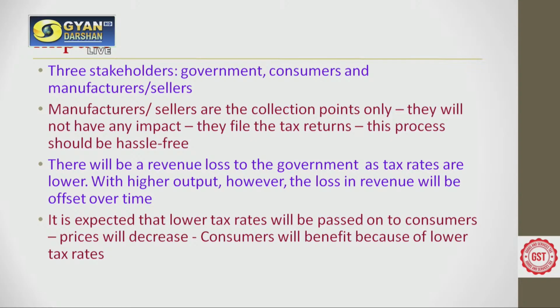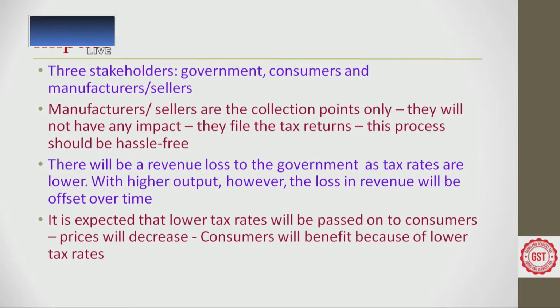The third point is about the manufacturers and the sellers. How will they benefit or lose out of that? As I mentioned in the beginning, this is an indirect tax. So the producers or the sellers or the manufacturers, they don't have anything to do here. They are the collection points only. They don't bear the tax. They pass on the tax to the consumers. This is ultimately paid by the buyer, the consumers only.